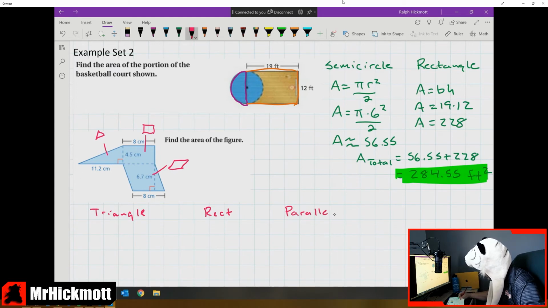So I'm going to split up my work once again into triangle, rectangle, parallelogram, keeping it as organized as possible. All right, at this point I'm going to speed up the video so you don't have to see the overall calculations, and then I'll break down anything that is needed.